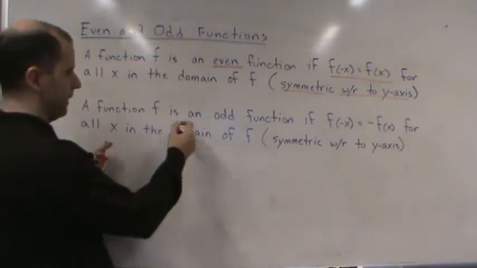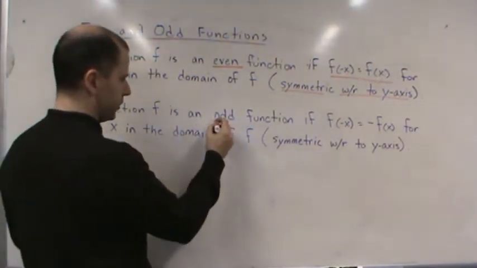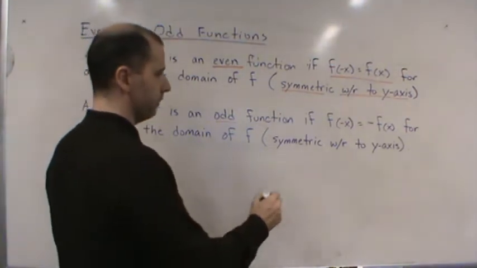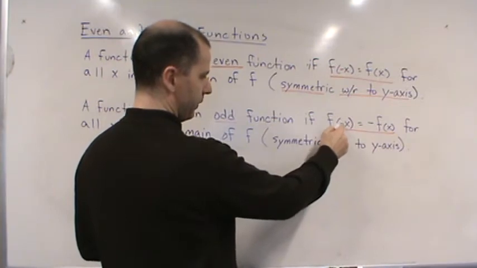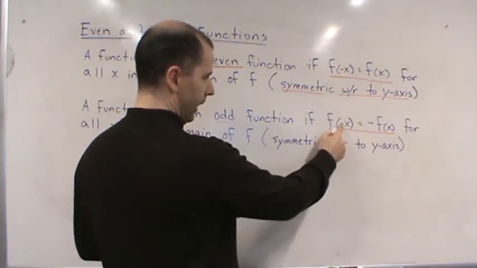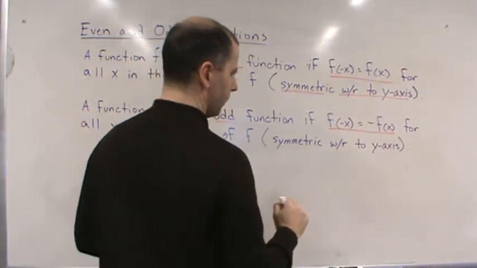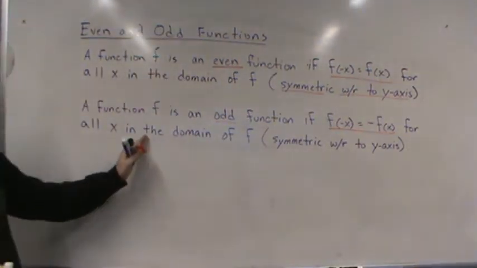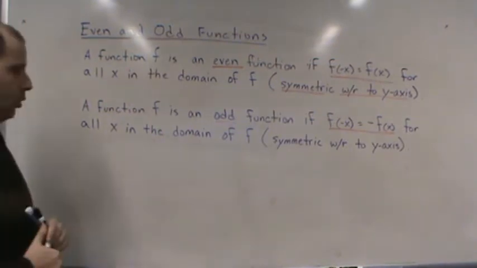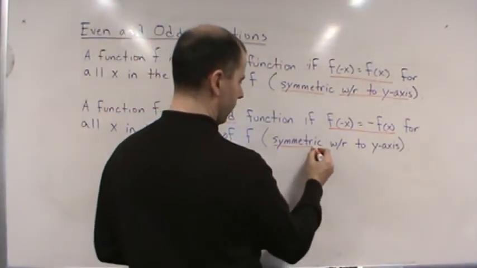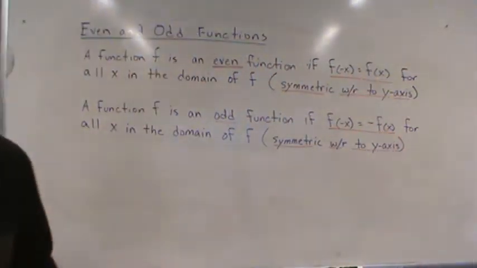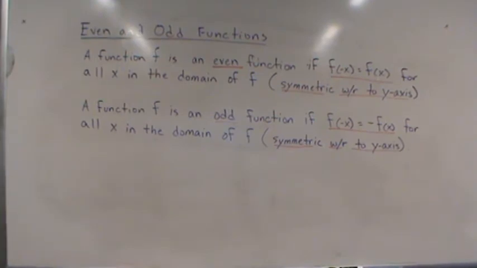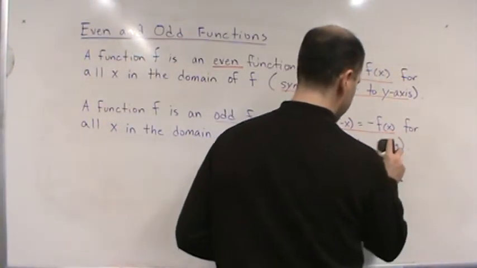If a function f is an odd function, if this is true, that if I replace x with negative x, right, and I get the opposite of f of x, and if that holds true for all x in the domain, then it's an odd function. Or in other words, if it's symmetric with respect to the, oops, not y, nope. Yep, that's wrong. It should be the origin.